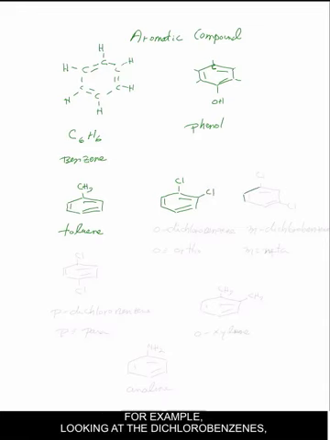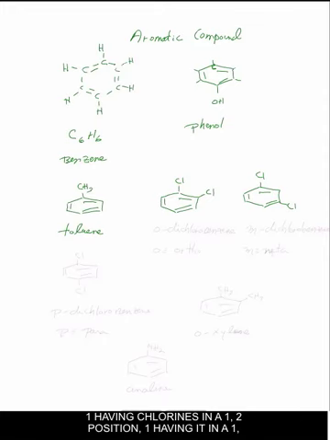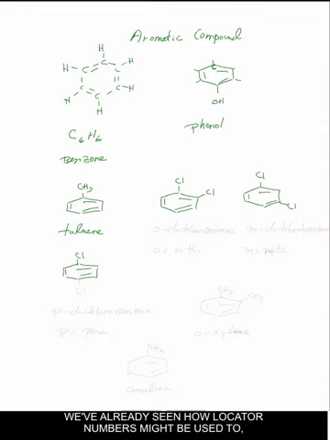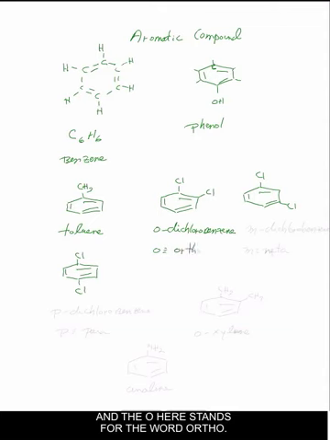For example, looking at the dichlorobenzenes, there are 3 structural isomers, one having chlorines in a 1,2 position, one having them in a 1,3 position, and one having them in a 1,4 position. We've already seen how locator numbers might be used to indicate where those are, but we don't do that with the aromatics. Rather than calling it 1,2-dichlorobenzene, we call it ortho-dichlorobenzene. And the O here stands for the word ortho.